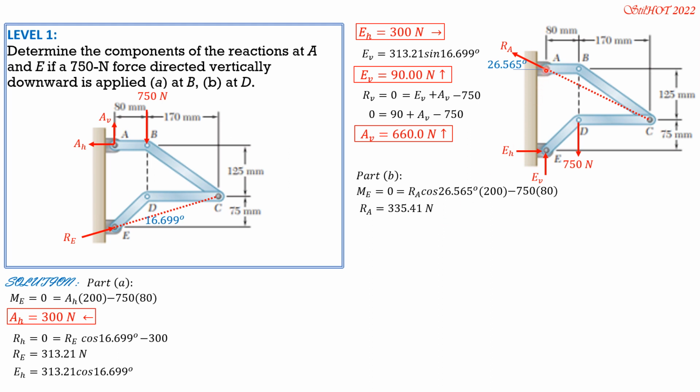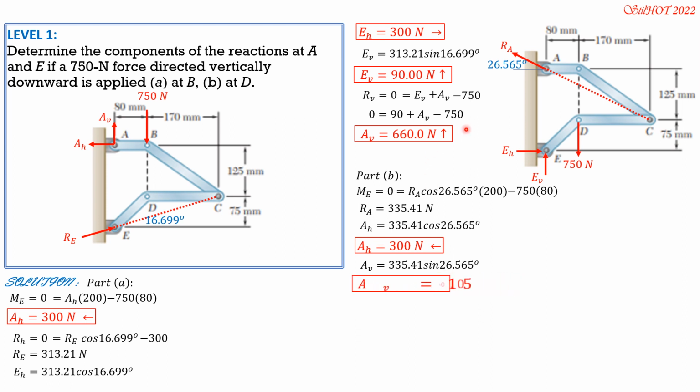So the horizontal component of reaction at A, AH, is leftward. It is equal to 335.41 cosine of 26.565. So AH can now be solved. It is equal to 300 newtons leftward. Then A vertical is RA sine of 26.565. So 335.41 sine of 26.565. It is upward and it is 150 newtons.